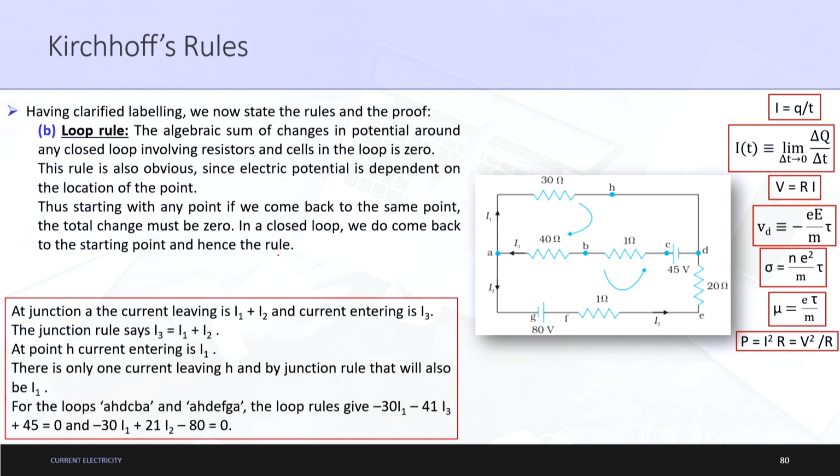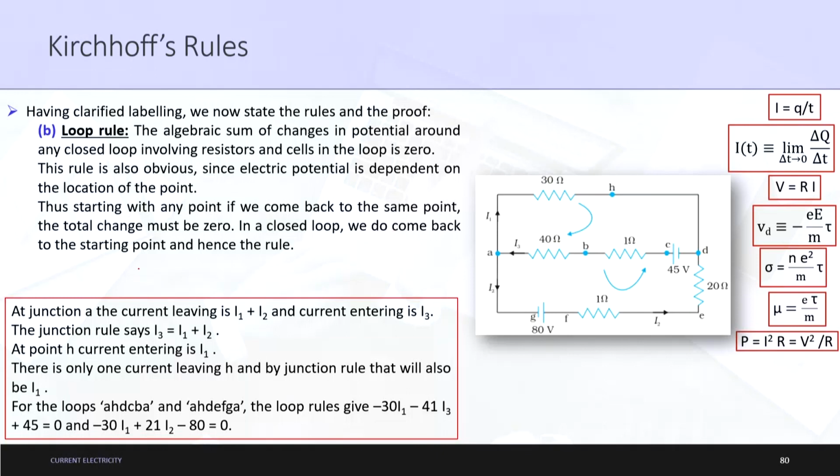Okay. Thus starting with any point, if we come back to the same point, the total change must be 0, quite evident, as I just said, that the potential at that point should be the same. So the potential at that point at the initial time, after going through a loop, should be the same, and then P minus P should be equal to 0, hence the change should be 0. So in a closed loop we come back to the starting point, and hence the rule. So this is the complete thing.